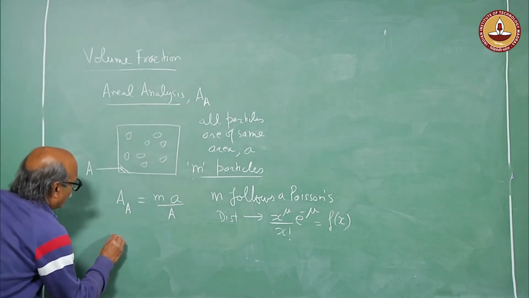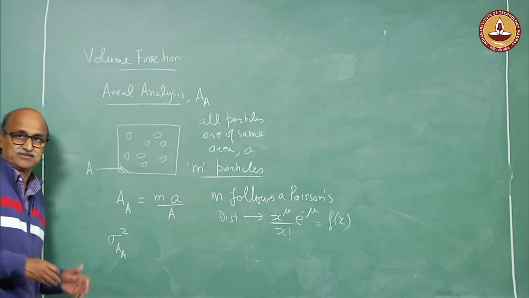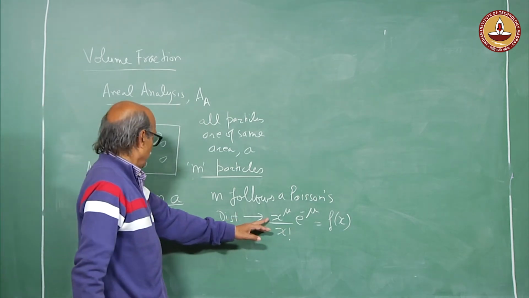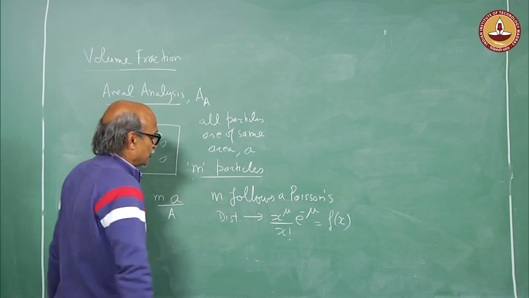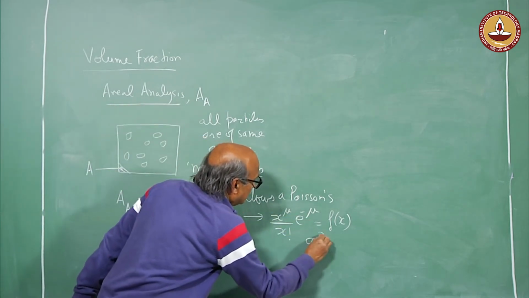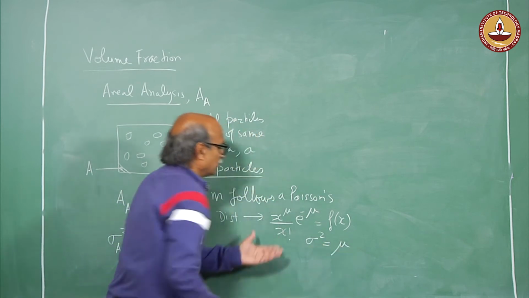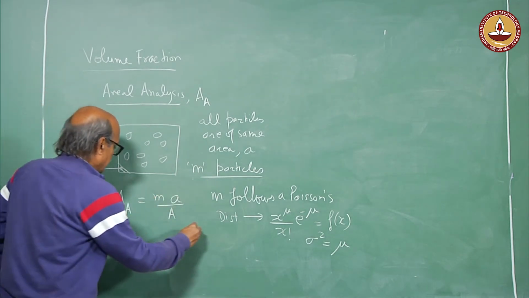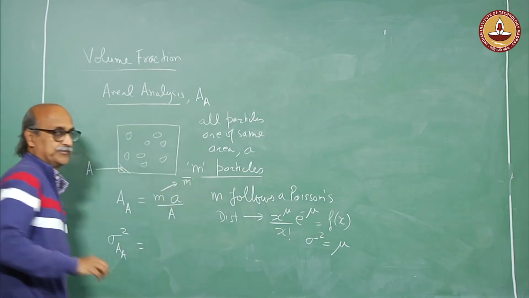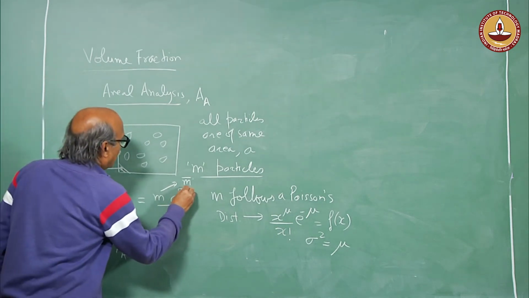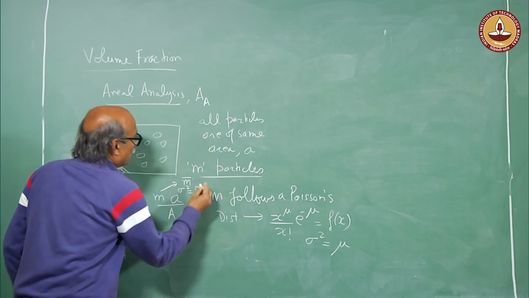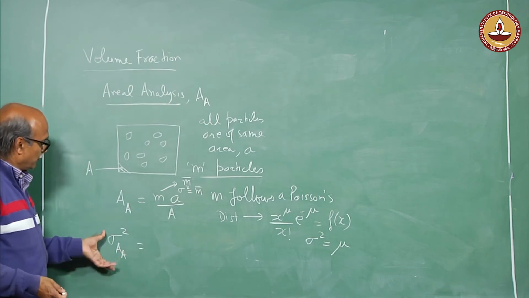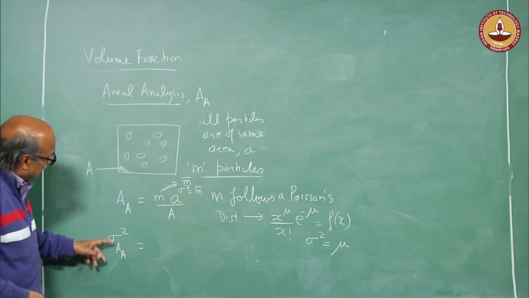So, I want to find out what is the variance or the standard deviation sigma in my area fraction measurement. Well, I do know from the property of the Poisson distribution that the variance sigma square is equal to the mean value mu. Now, suppose on an average my mean value of m is m bar, then the variance of m would be equal to the mean value, which is m bar. Now, coming back to this, what would be the variance then in area fraction?